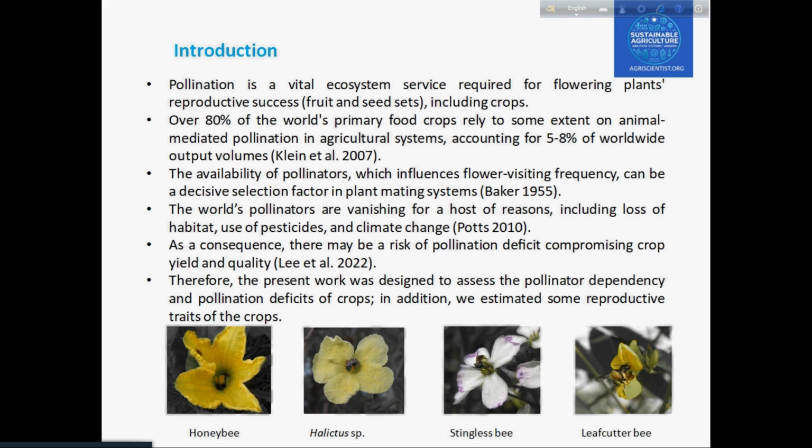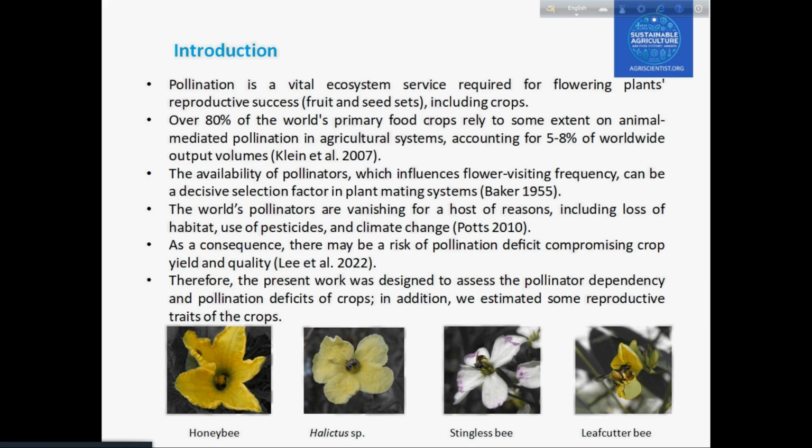Crop plants depend on different pollinators: Cucurbita mostly on honeybees, bitter gourd on Helictes, Raphanus on stingless bees, pigeon pea on leafcutter bee.